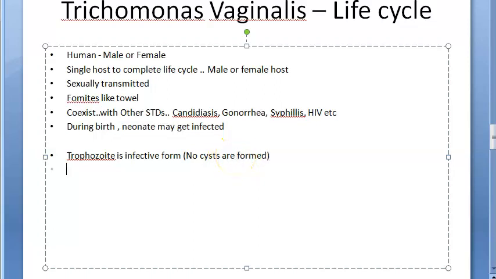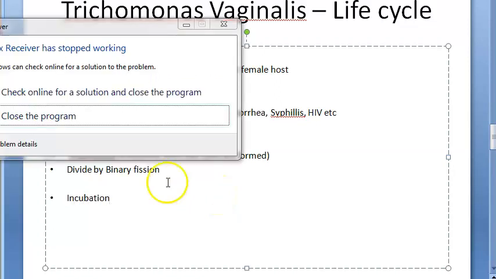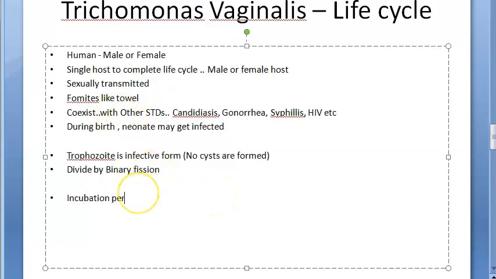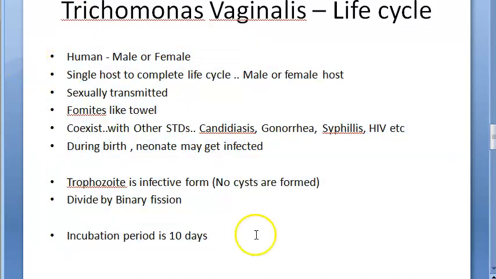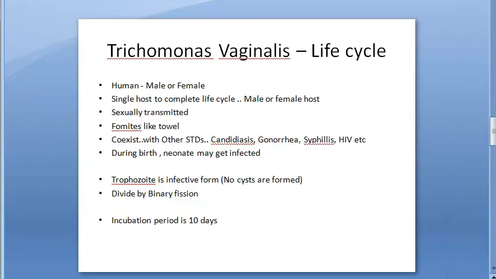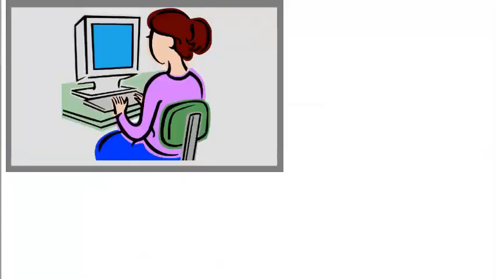Okay, then they divide by binary fission. Incubation period is 10 days. So if a person is infected, then you can guess that 10 days back he had some intercourse, probably with an infected person. Okay, then the life cycle of Trichomonas vaginalis is done.